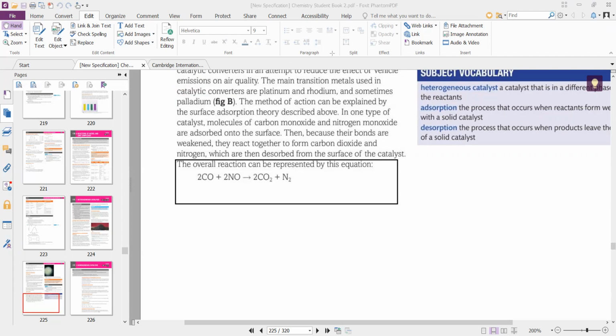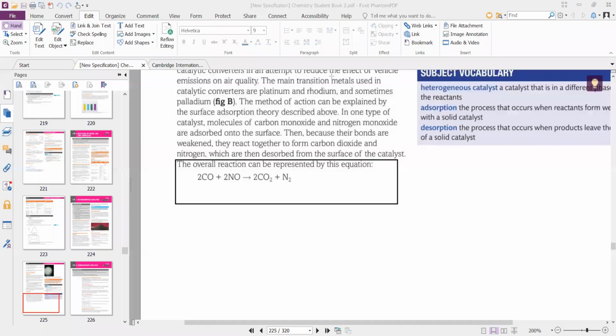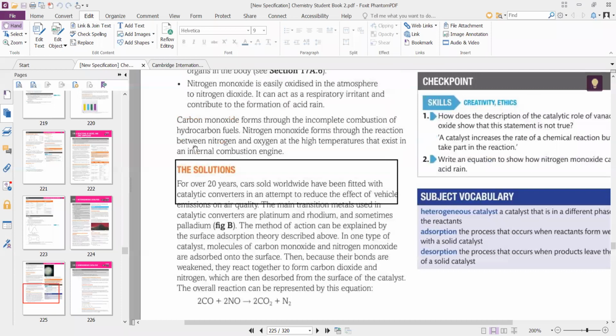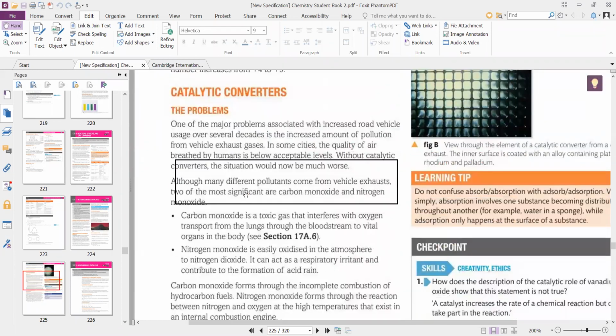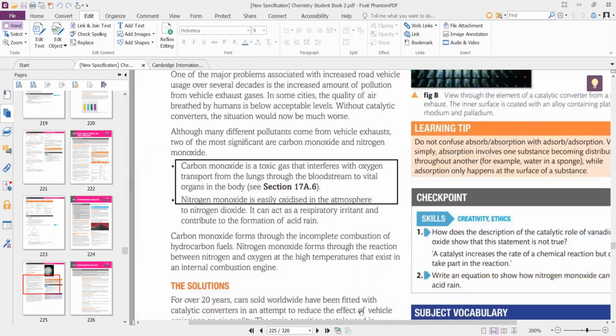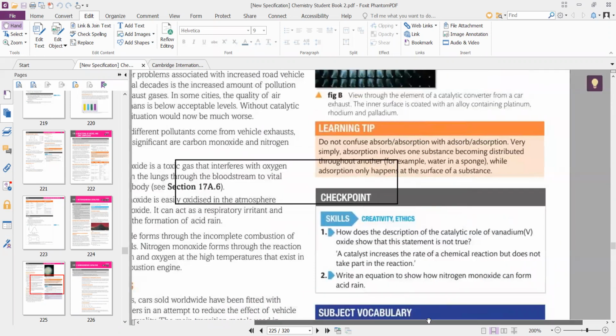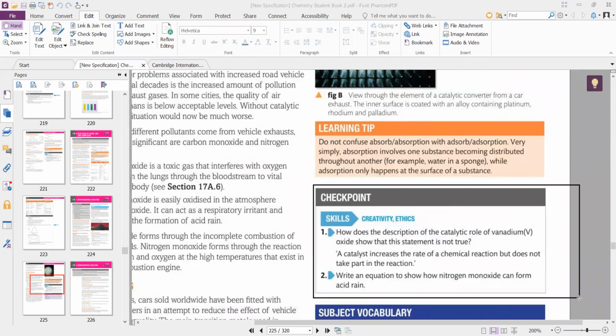Okay, quickly copy. So we are done with heterogeneous catalysts. Answer checkpoint 1 and 2, please. Please do this.